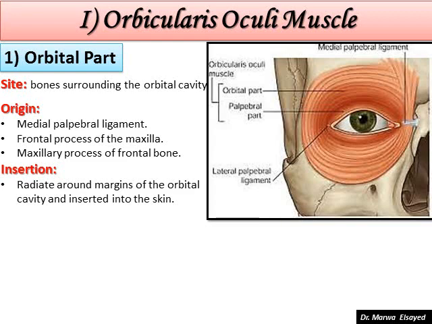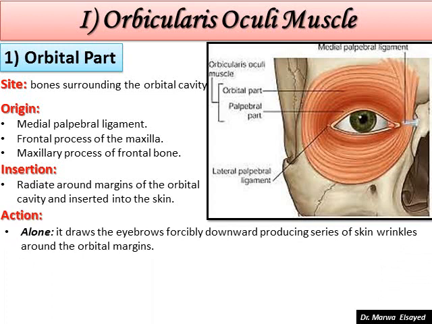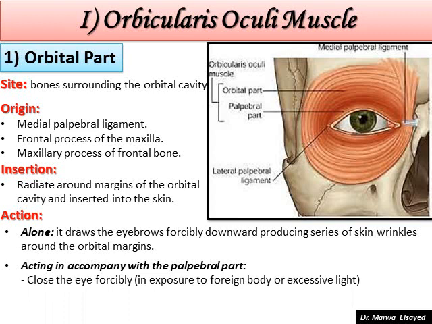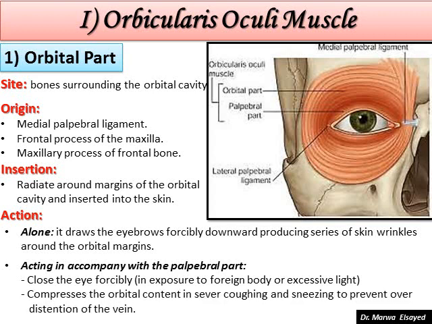The action of the orbital part of this muscle, when acting alone, is to draw the eyebrow downward, producing wrinkles of the skin around the orbital margin. But when acting with the palpebral part, it produces forced closure of the eyelids when we are exposed to a foreign body or excessive light. Also, it compresses the orbital content in severe coughing and sneezing. This action prevents over distension of the veins of the eye.